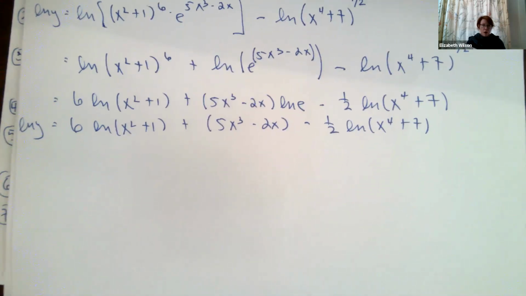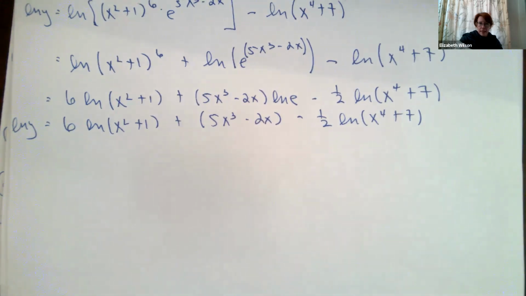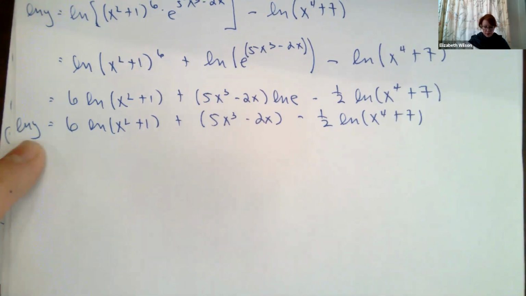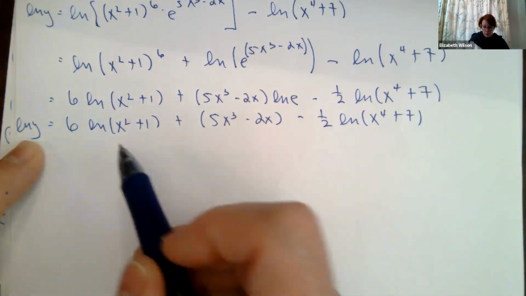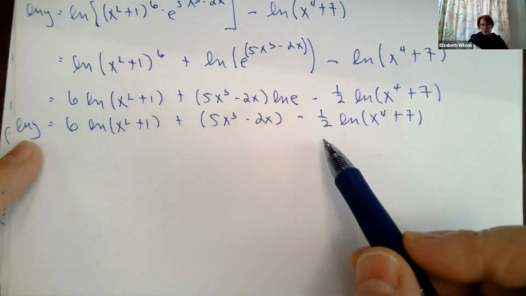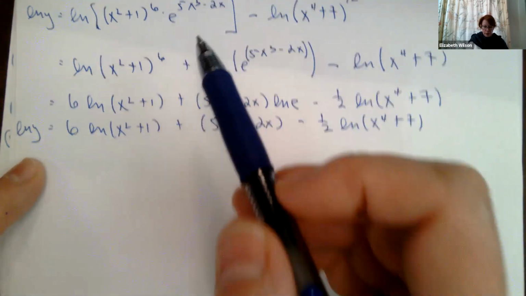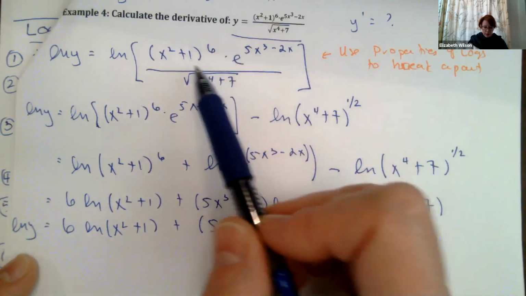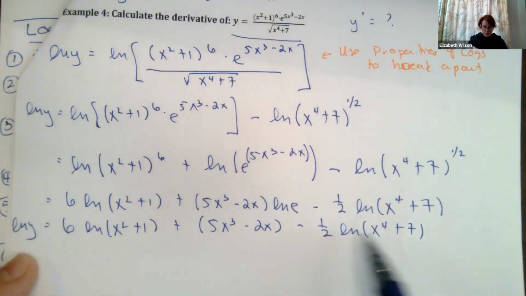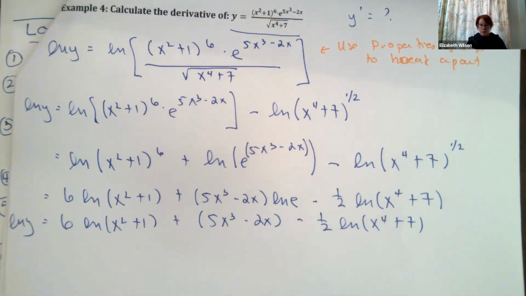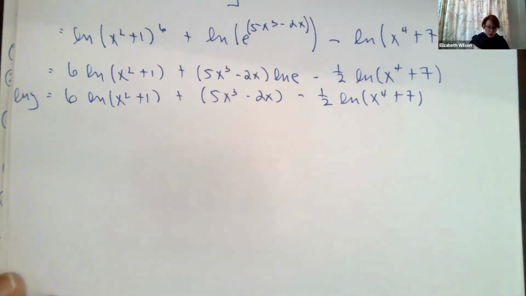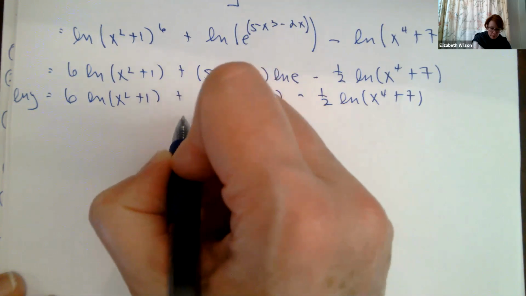So all we've done so far is just take the natural log of both sides of the equation, and we've exploited our properties of logs to break this up. So already, instead of this big conglomerate of a function, I've got 1, 2, 3, 4 different pieces that I now can work on individually. So now I'm going to take the derivative of both sides.